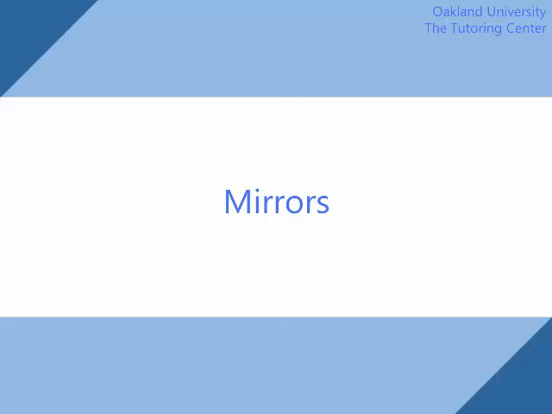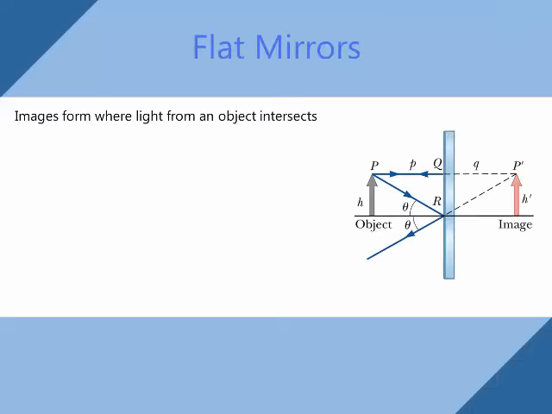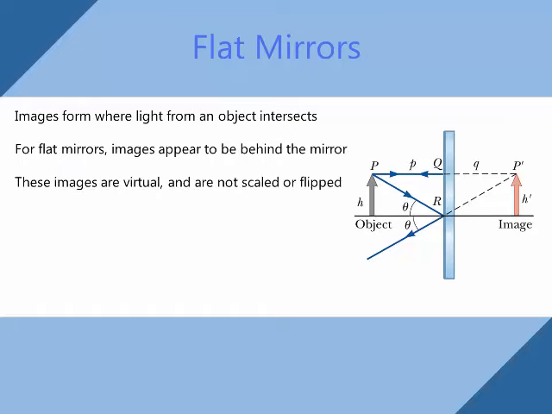Today, we'll be talking about mirrors. Images form where light from an object intersects. For flat mirrors, images appear to be behind the mirror. These images, because they're behind the mirror, are virtual, and they're not scaled or flipped. They have the same height and distance as the object.